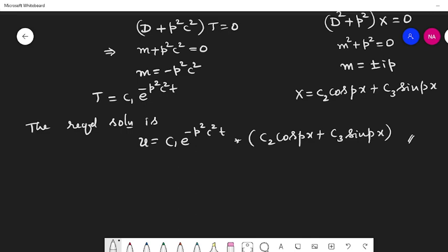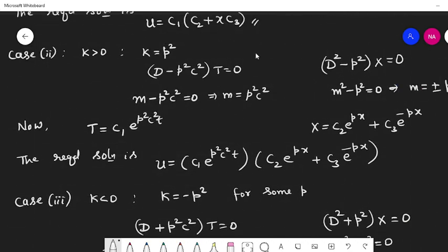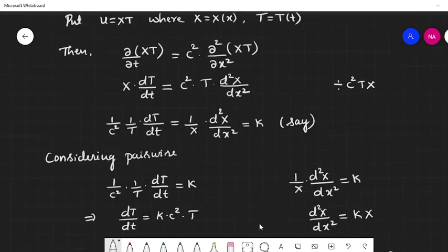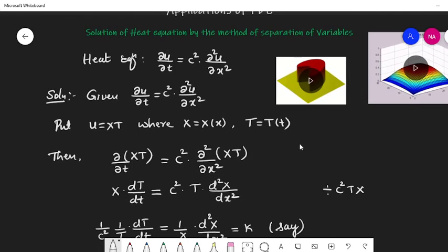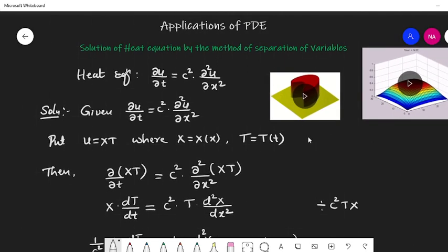So finally we got all possible solutions of the heat equation when k is 0, positive or negative. With this we completed the discussion of the solution of the heat equation. In the next video we shall discuss applications of PDE for the solution of the Laplace equation.